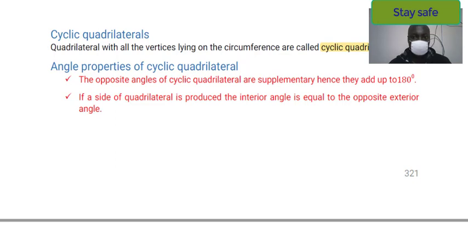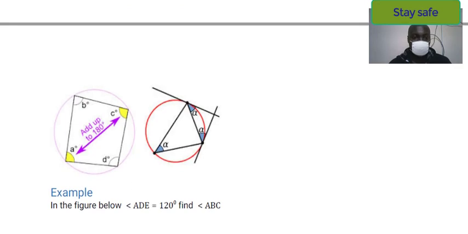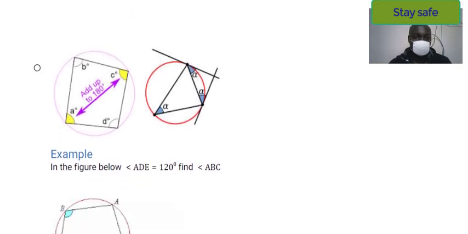So let's see in a diagram what we mean by those 2. So this is a cyclic quadrilateral. We have the quadrilateral there, and all the vertices are touching the circumference. The first property: opposite angles are supplementary. They add up to 180. So B plus D is equal to 180. A plus C is equal to 180. That is the first property.